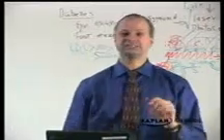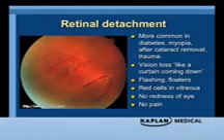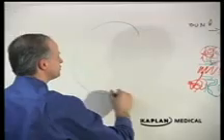Now, a separate subject, retinal detachment. Retinal detachment is the mechanical removal or loss of the attachment of the retina on the back of the wall of the eye. Now, the retina is attached to the back of the sclera.